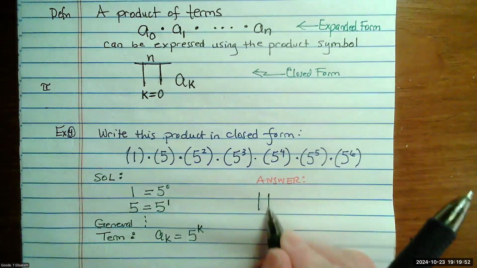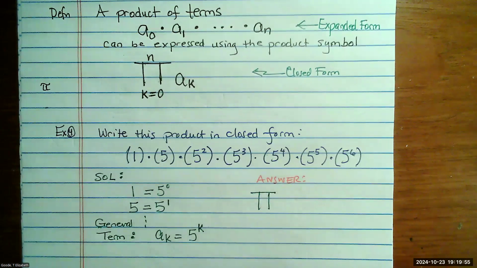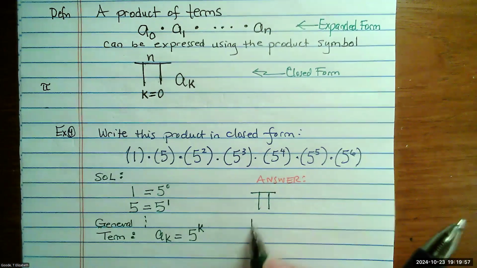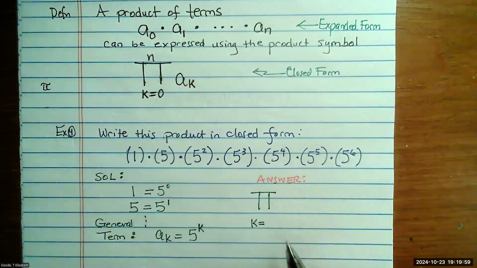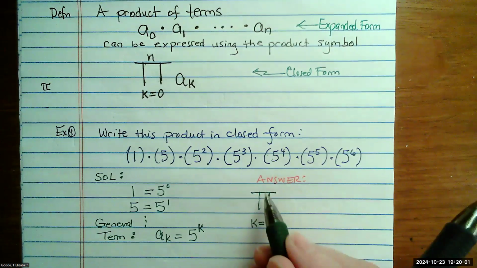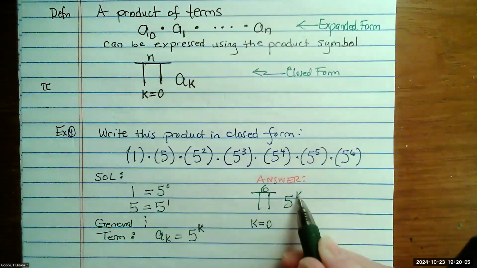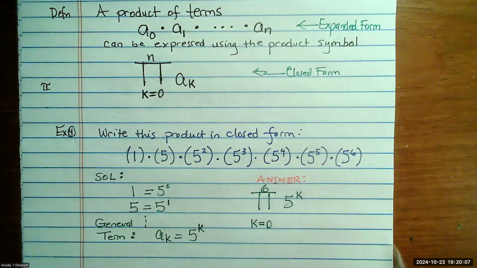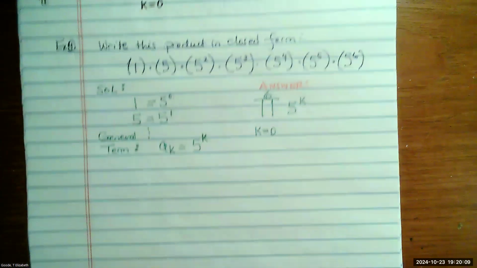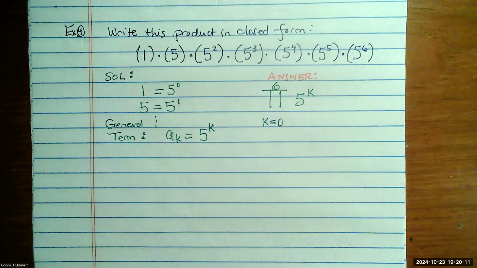It's the product. What's our lower limit for k? 0. What's our upper limit? Good, 6. Yep. And then we write 5 to the k. And we don't need parentheses here because it's just a single term. It's not a binomial. All right, let's do another one.